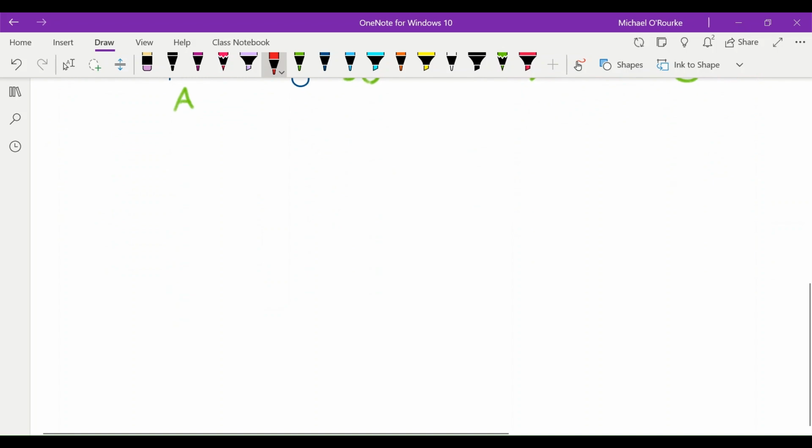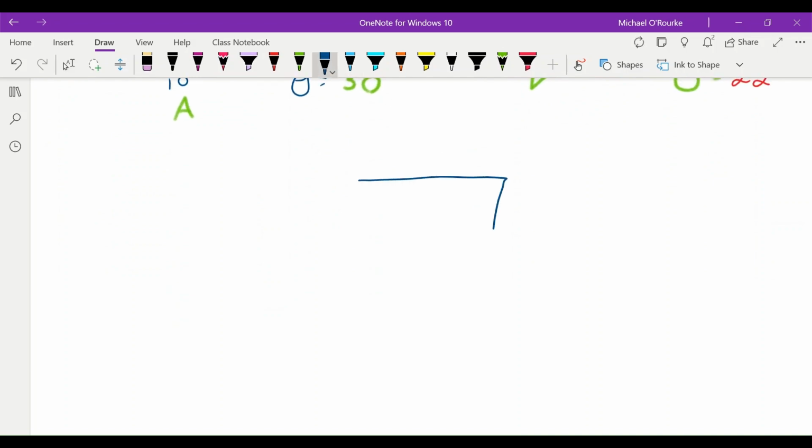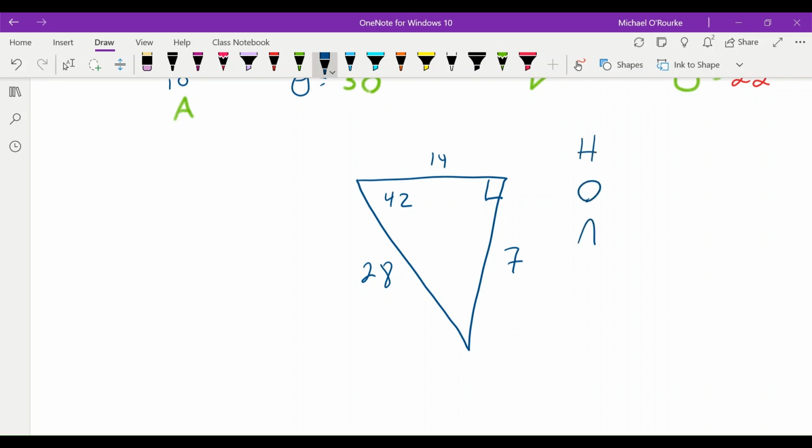Okay, one last one right now. Let's put, I'm going to go 42. Let's go 28, 14, and 7. I'll label it all here. I have the worst thetas ever. They always look bad. So, pause it here. Figure it out.